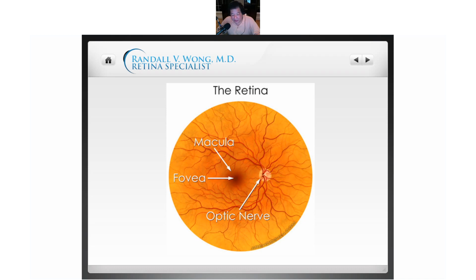It gives us our reading vision, our best color perception, our ability to see 20/20, etc. This white area here is the optic nerve, and all the axons, or all the nerve endings that constitute the retina, travel to this area and then form the optic nerve, which connects the retina to the brain, and that gives us vision.